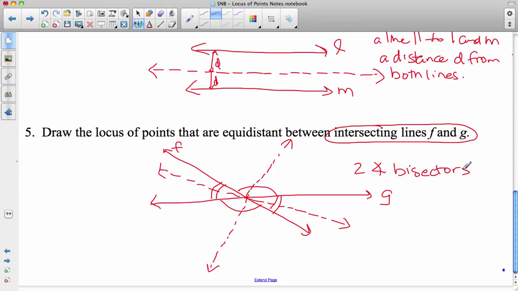And that's it. Okay, so that concludes our video for Locus of Points 1. Next video, we'll do a little recap, and then we'll talk about compound loci.